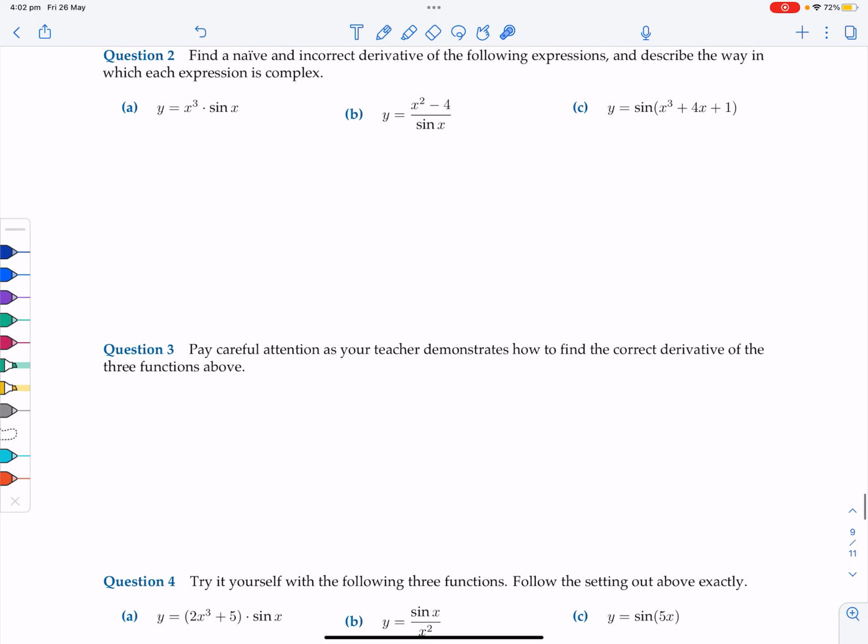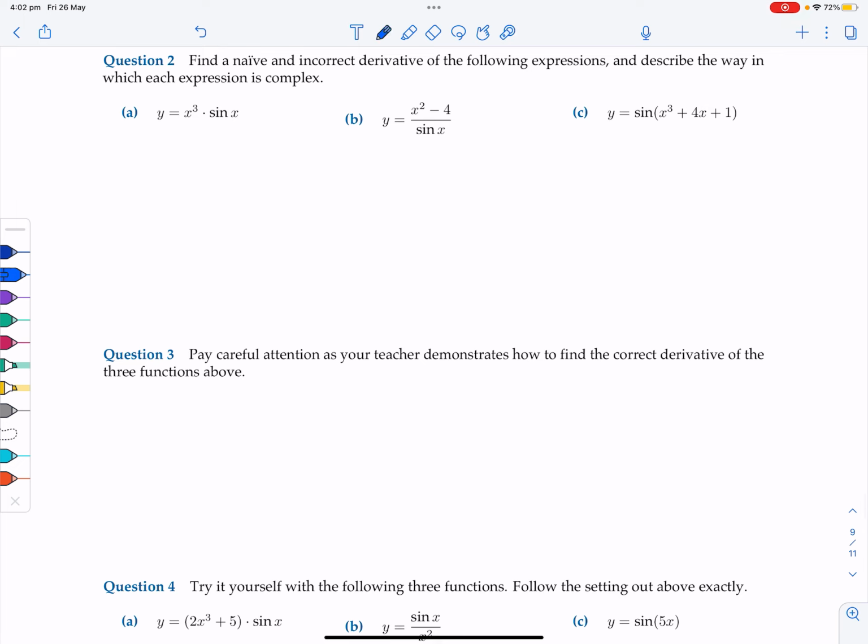All right, question 2. Find a naive and incorrect derivative for the following expressions. Describe the way in which each expression is complex. So a naive thing here, I've got y equals x cubed times sine x. A naive derivative would be 3x squared times cos x. That's just taking the derivative of each and multiplying them together. Okay, that's wrong, right? But the whole point of this is to recognize what's wrong.